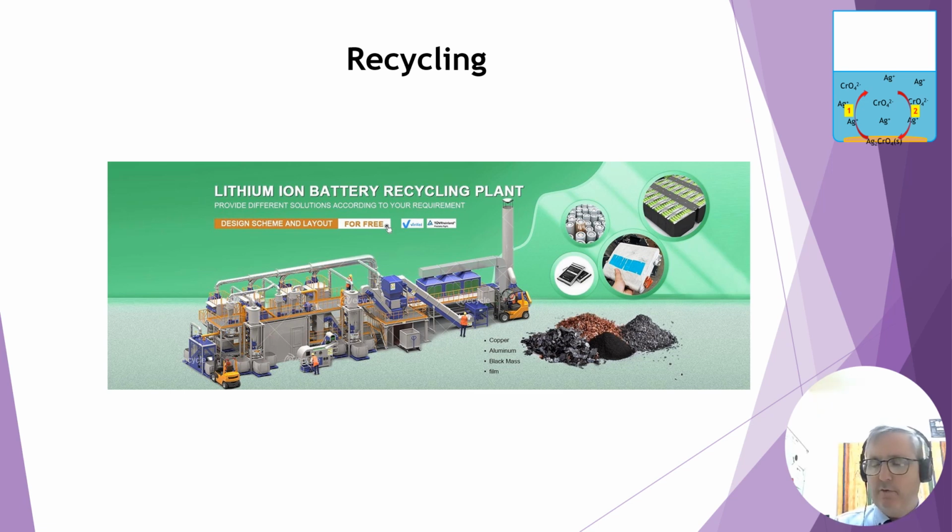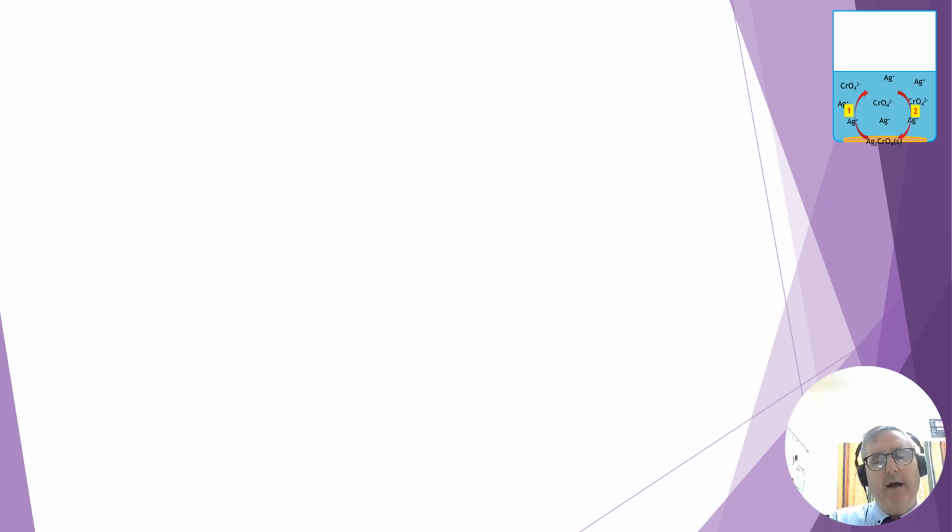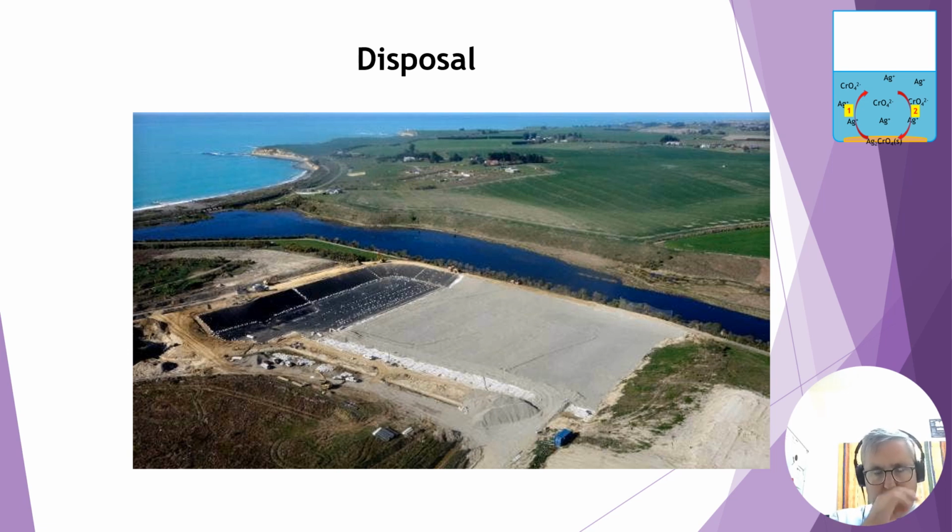We know that cobalt and nickel can be dangerous chemicals. We need to look after where we put them. Well, usually what happens is when we dispose of the batteries, if we're not recycling, or sometimes the parts that we can't recycle, we put them into a landfill. Now, here is an example of a landfill. This is actually one in Timaru in New Zealand.